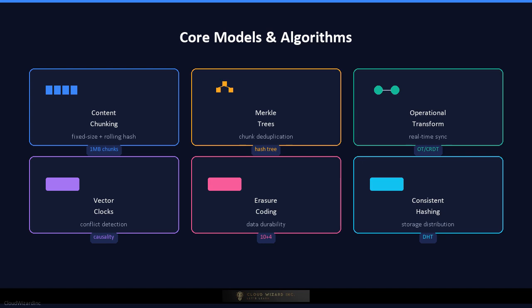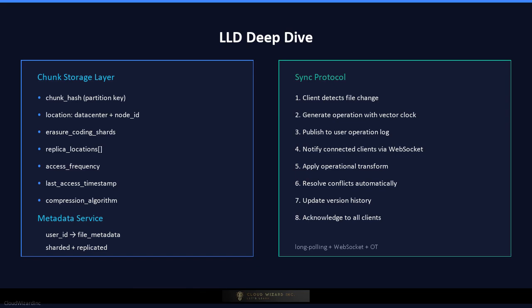Consistent hashing distributes chunks across storage nodes with automatic rebalancing. Erasure coding provides durability with configurable replication factors. The sync protocol uses vector clocks to detect and resolve conflicts. The key trade-off is consistency versus availability. Immediate sync provides better user experience but increases conflict risk, while eventual sync reduces conflicts but delays updates. Now the low-level design deep dive.